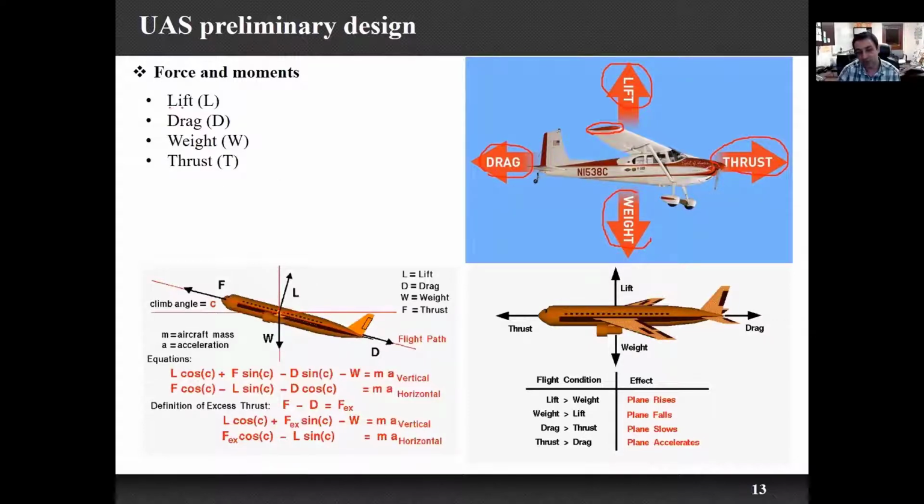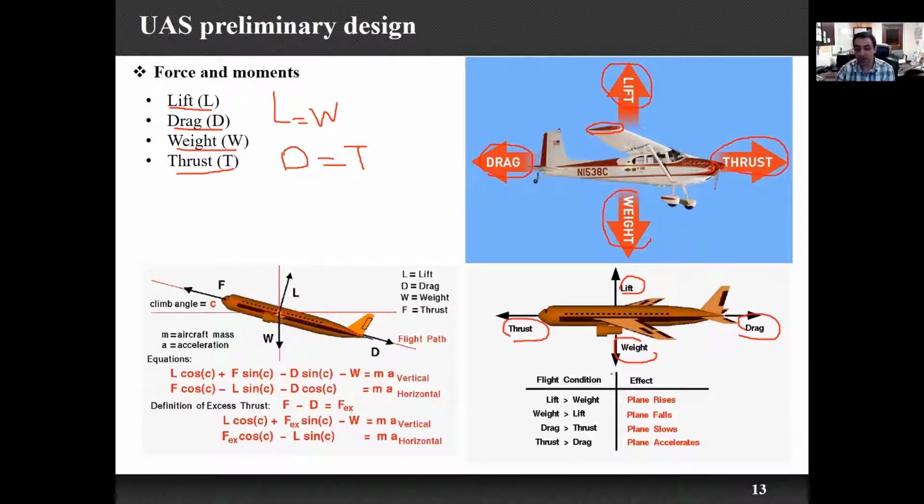So we have the lift, which we show with L. We have the drag, which we show with D. We have the weight, which we show with W, and we have the thrust, which we show with T. In order to have a stable flight all the time, lift should be equal to the weight, and the drag should be equal to thrust. In this case, you have the equilibrium for your system, and your airplane will be stable.